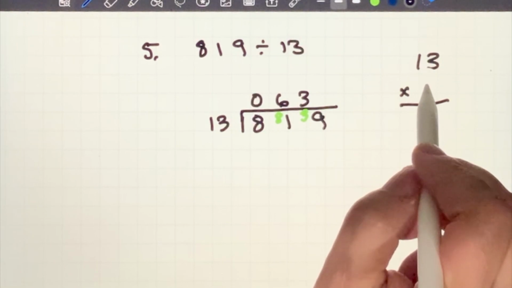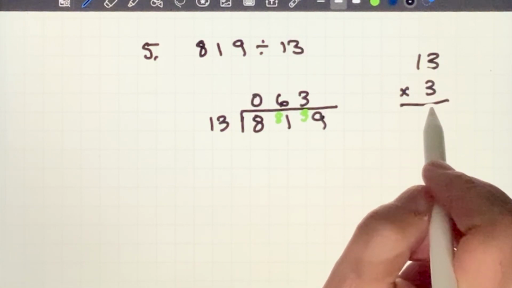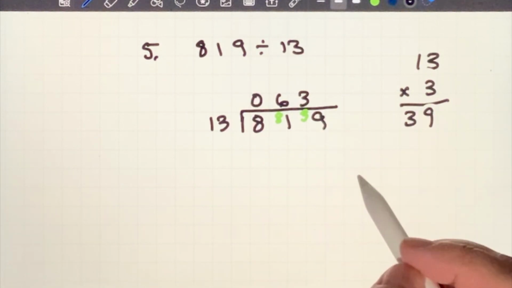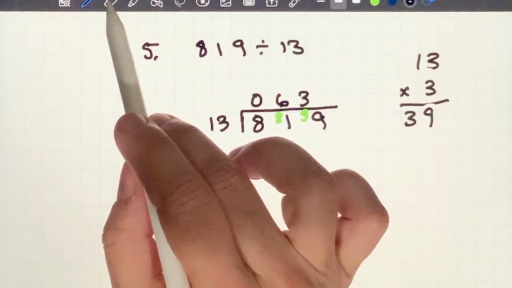So 13 times 3, 3 times 3 is 9, 3 times 1 is 3. So 13 into 39 goes in exactly 3 times.